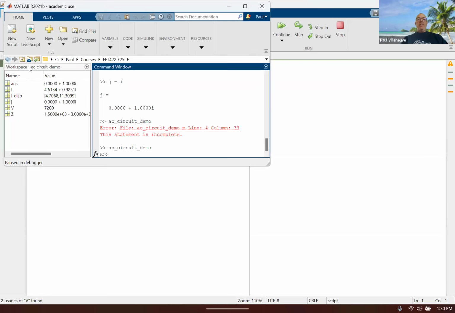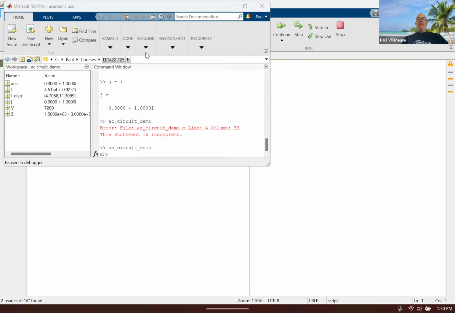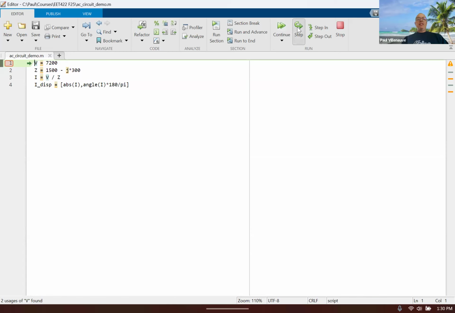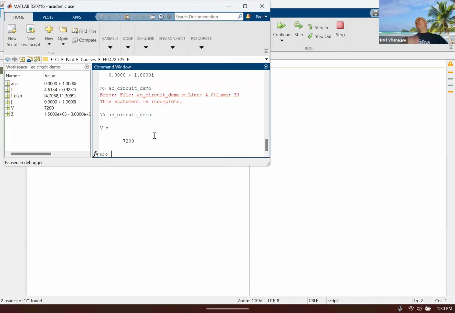So if I go back over here, nothing happened. Now I'm going to step into the line. Now it's gone. And now I can see I got 7,200. So it gave me a result. So now I can sanity check. Should I have gotten a voltage of 7,200? Yes, no. Then continue debugging.